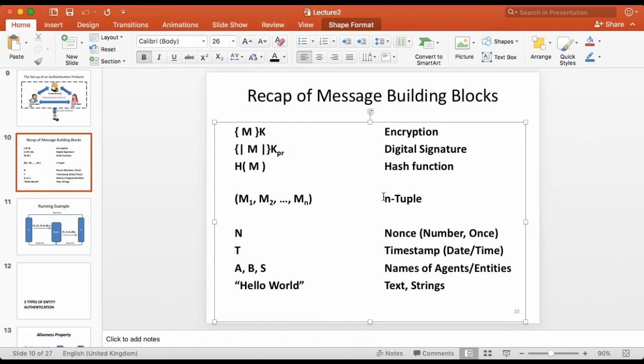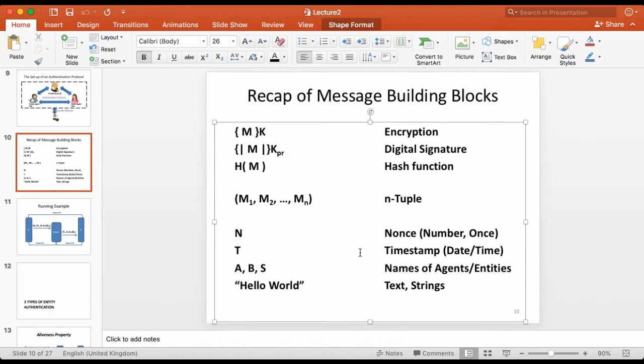Then we will encounter some other elements. We have something called a nonce, and a nonce is a number that you only use once. It's like those one-time passwords. We use the letter N to denote a nonce. You have a timestamp, which is the time attached to your data, the time of creation, for example. If you look at your file, every file has a timestamp, and we use the letter T to denote a timestamp.